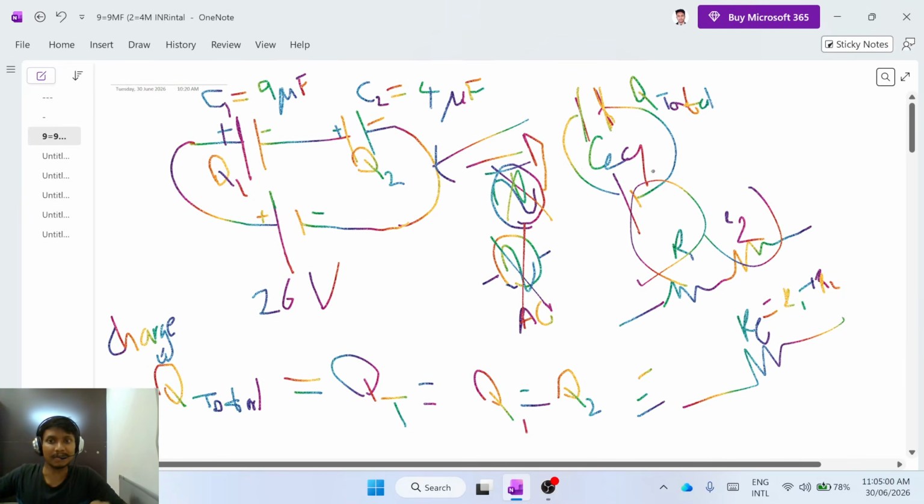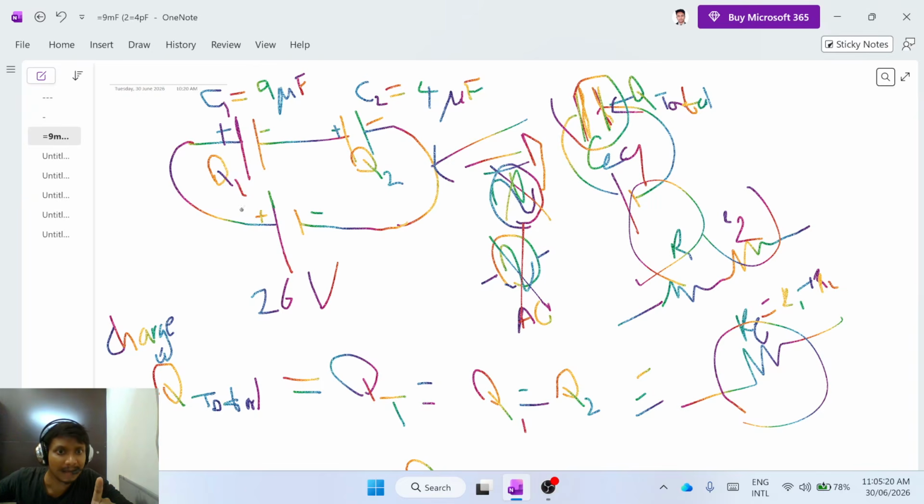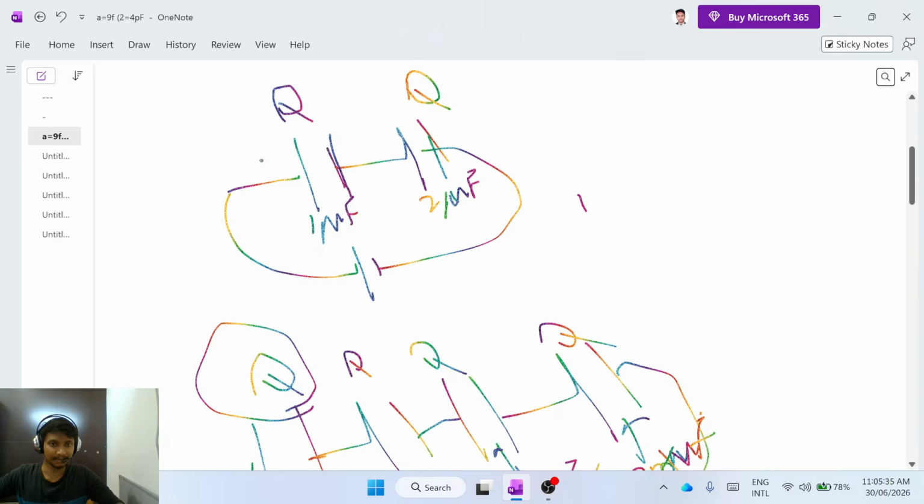For example, this is R equivalent, this is C equivalent. The total charge of the C equivalent is Q total. This Q1 is also equal to Q total. Q2 is also Q total. You must memorize this very carefully. You must understand it. That is very important.